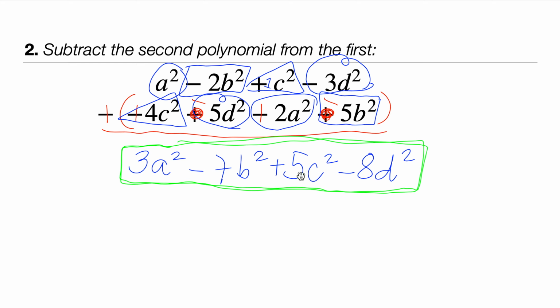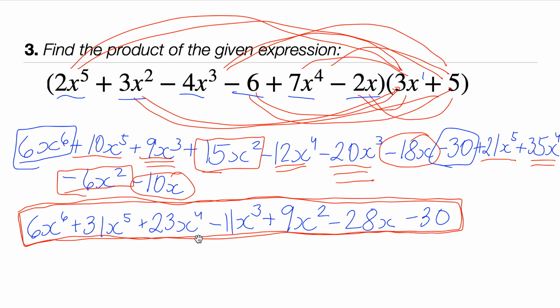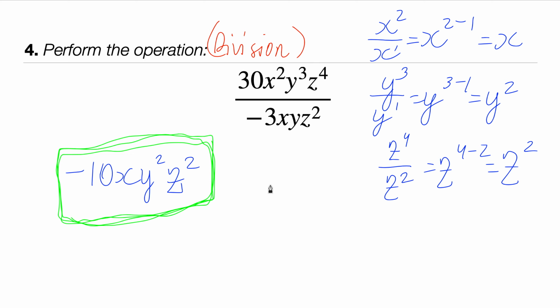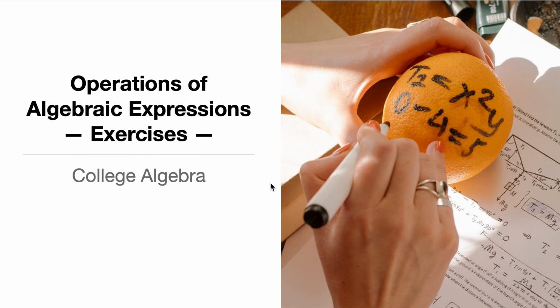For number two, this is the correct answer. Maybe some errors from the module also, overlooked on the C, or a typographical error on the C. For number three, this is the correct answer. And number four, this is also the correct simplified answer. So that ends our rationale for the exercises in the operations of algebraic expressions found in your module.